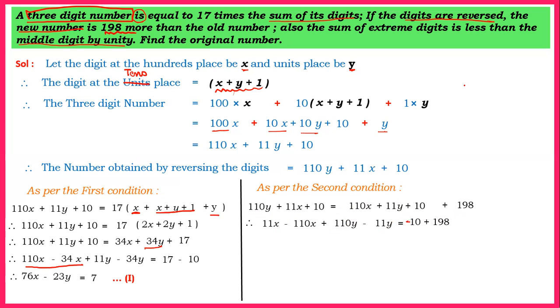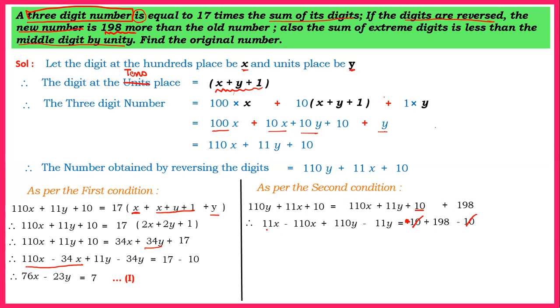Okay, once again, there was some mistake here. 11x as it is, 110x shifts here, minus 110x, 110y as it is, plus 11y shifts here, minus 11y. Now this plus 10 as it is first, it has to be plus 10, plus 198 as it is, and this plus 10 shifts here, it becomes minus 10. So plus 10 and minus 10 get cancelled. What remains on the right hand side is just 198.